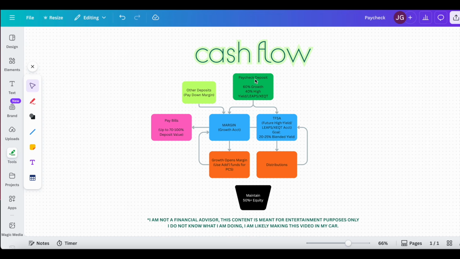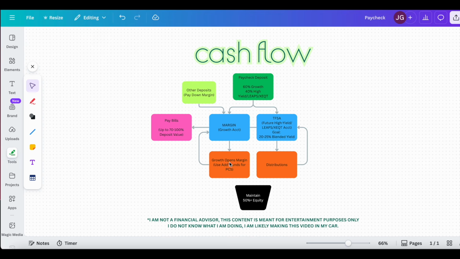So anyway, paycheck, deposit. So let's say I make $1,000 in a paycheck. I will deposit a portion of that, and whatever portion I deposit, 60% is going into my growth or margin account, and 40% is going into my high yield, which is now my high yield / leap / XEQT fund account. I'm going to explain this. All right. We're going to get into that further detail.